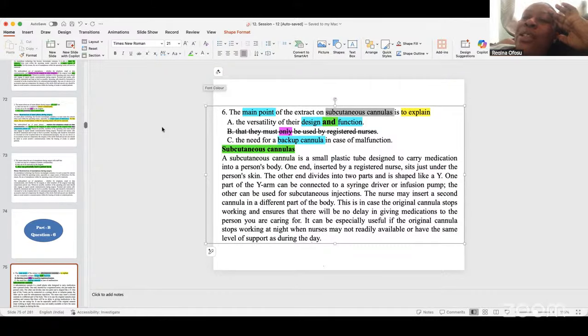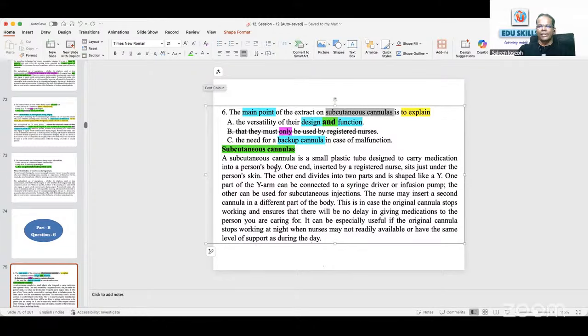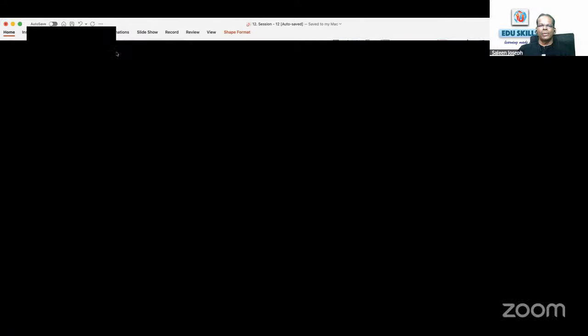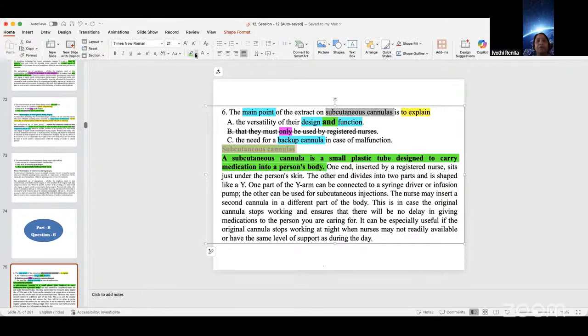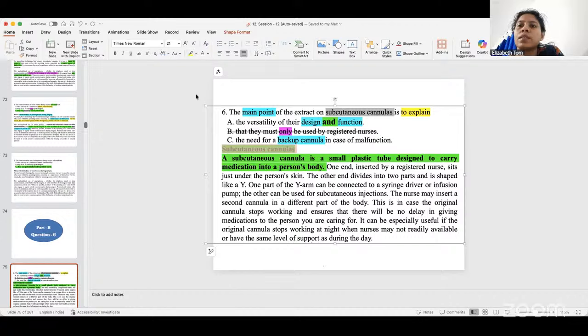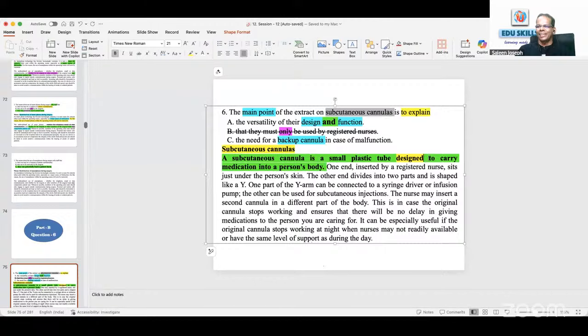Subcutaneous cannulas. A subcutaneous cannula is a small plastic tube designed to carry medication into a person's body. This is known as the topic sentence, first sentence. Do you see any familiarity or synonymity with any of the options? What is it? Option A, design and function. Yes, subcutaneous cannula is a small plastic tube designed, and the function to carry medication into a person's body. That is the function, right? To carry medication. How nice, how sweet.